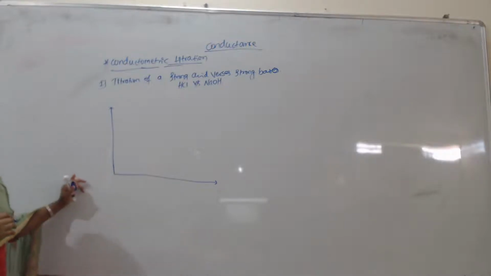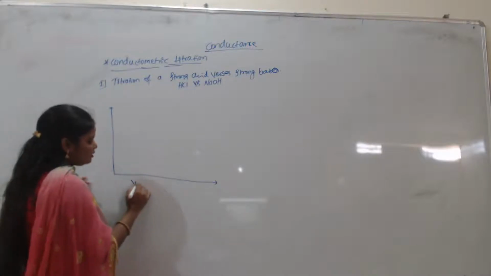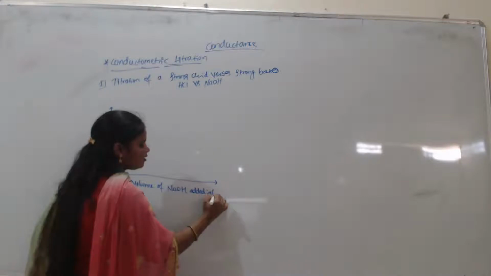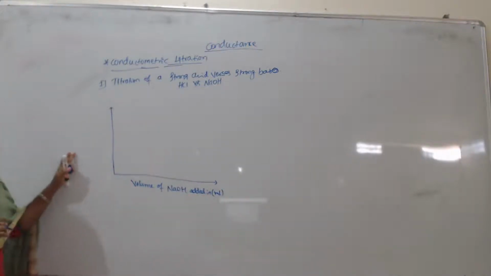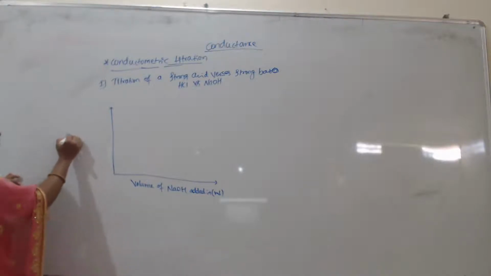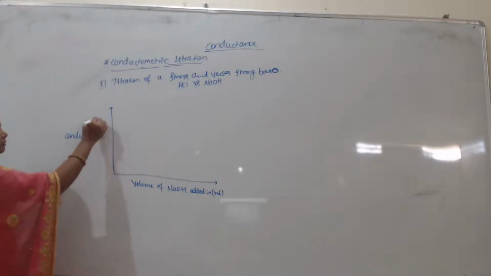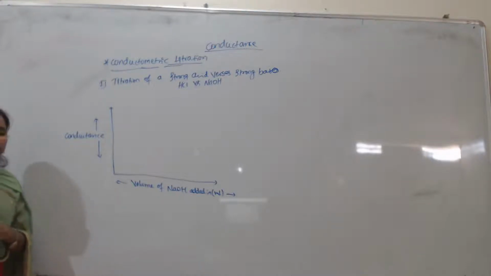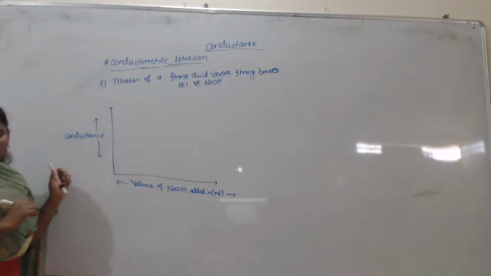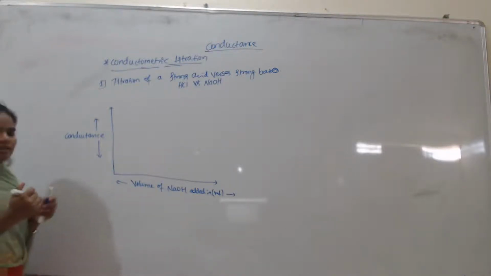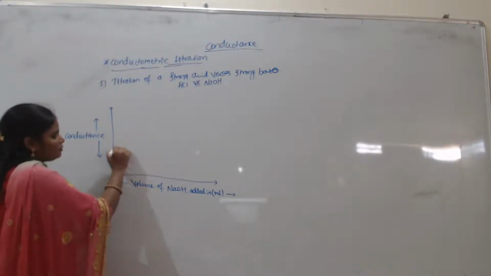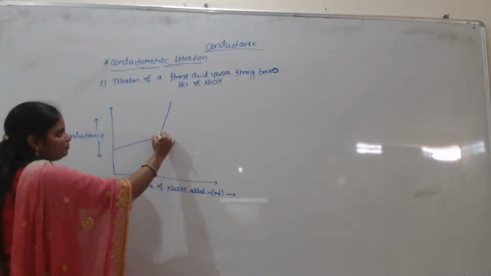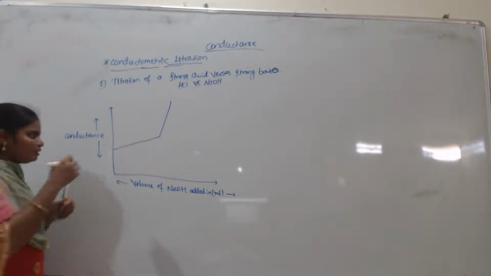On the x-axis is the volume of NaOH added in ml, and here on the y-axis is the conductance. Here the values come for the strong acid versus the strong base. This is the graph, and these are the points.